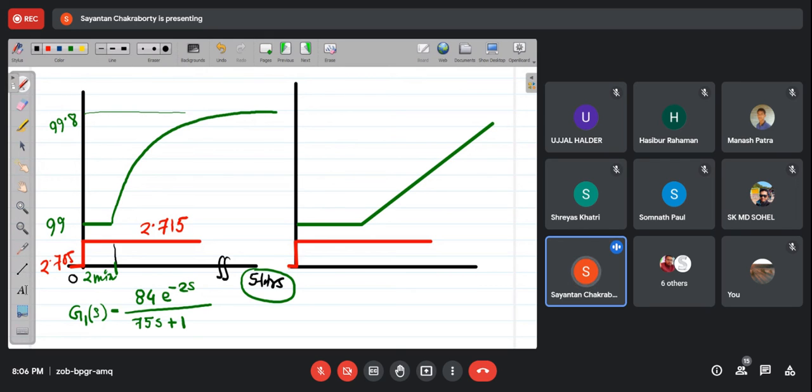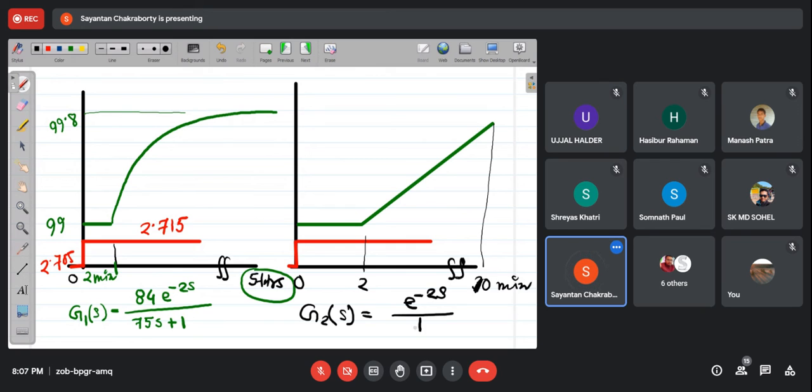Now say the time scale is zoomed so that if it is 0, this is now 2 minutes, and this is, say, up to 30 minutes. You could have stopped at 10 minutes. Only 10 minutes of data you have taken. Then from the slope itself, you can calculate the gain, and the time delay is 2 minutes. That is over. So your G(s), the integrator model, will be e to the power minus 2s, by s. It is fine.